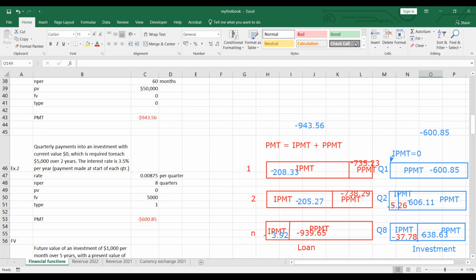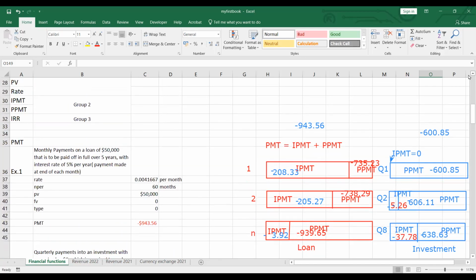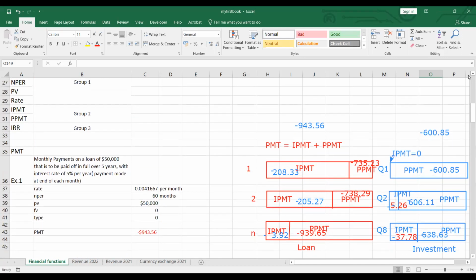Do you have any questions about these financial functions, set 1 and set 2, that we studied? Okay, if you don't have any questions, let's move on to the next function that is in the third set of the financial functions, group 3. The third set of financial function is the IRR function, which needs different arguments from the first two groups.